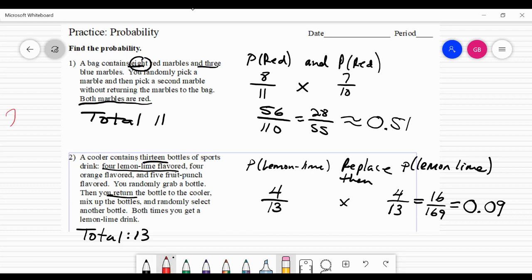So number 1 is an example of a dependent probability, and number 2 is an example of an independent probability. That's it.